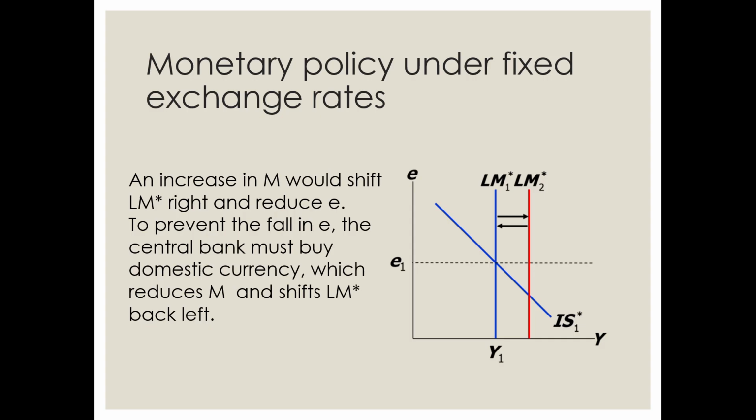Monetary policy under fixed exchange rate. If the central bank tries to increase the money supply, the LM shifts to the right and the currency starts to depreciate. To keep the exchange rate fixed, the central bank must reverse the policy by buying the domestic currency. This pulls the LM back to the left. So the net effect is zero. Monetary policy is ineffective under the fixed exchange rate.